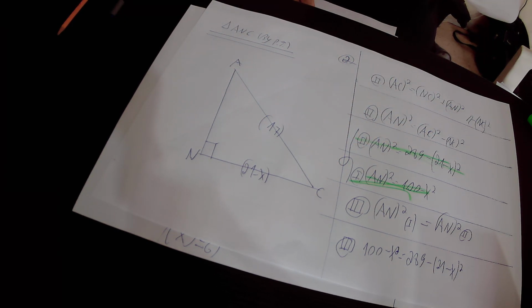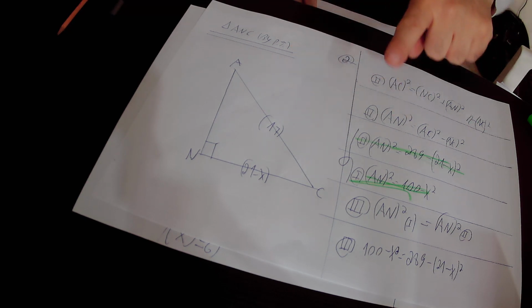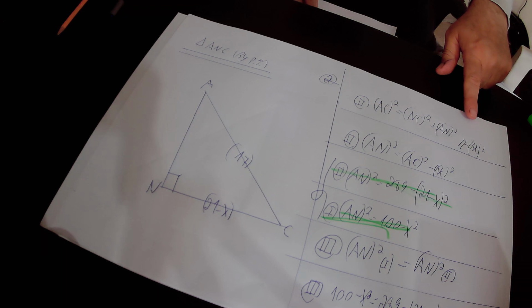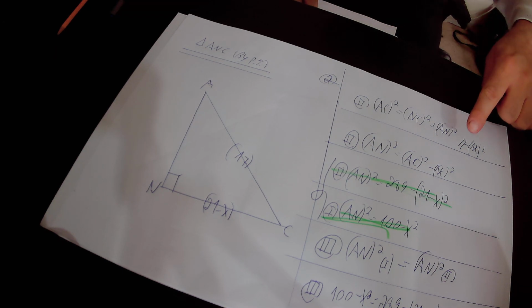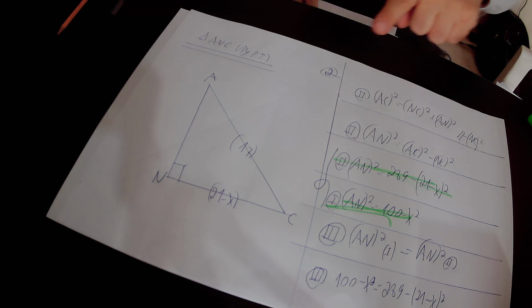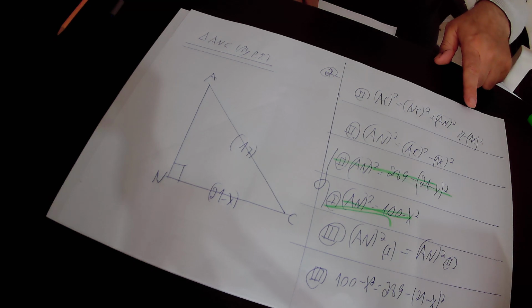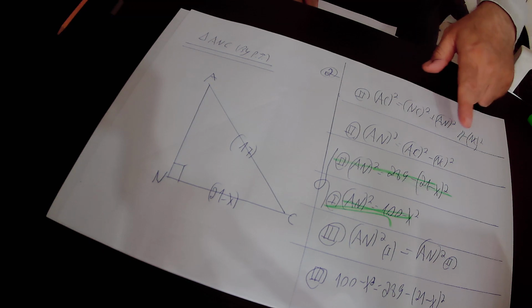So according to the Pythagoras theorem, in this right triangle ANC, AC square equals NC square plus AN square. Here we subtracted NC square from this equation 2, and finally found out that AN square equals AC square minus NC square. AN is the missing side, so we leave it as it is.